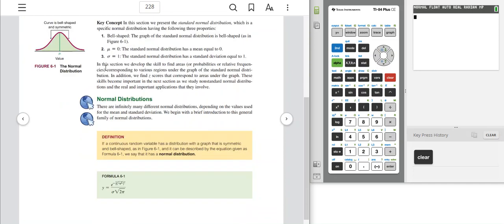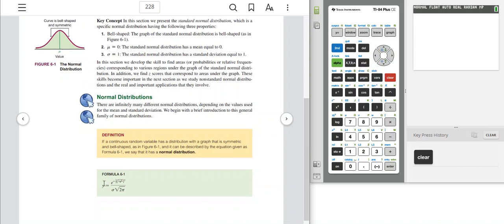Now let's get on. Here we have this curve, right? And we're going to take this curve and use it to approximate probabilities, right? And we said, okay, it's a function. Now here's the equation of that function. So if we look down here, formula 6.1, and see this y equals e to the negative 1/2, that's x minus mu, the mean, over the standard deviation, squared, all over sigma squared. So it looks pretty crazy.